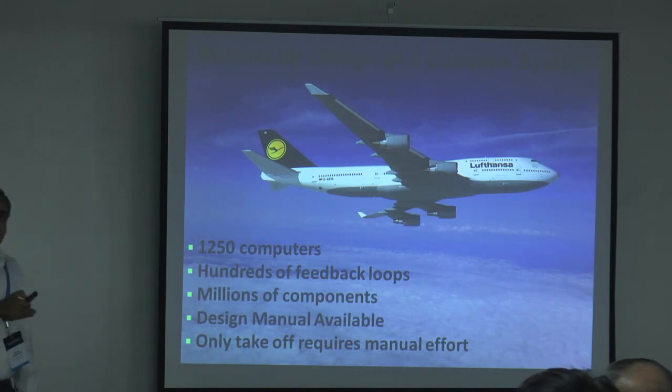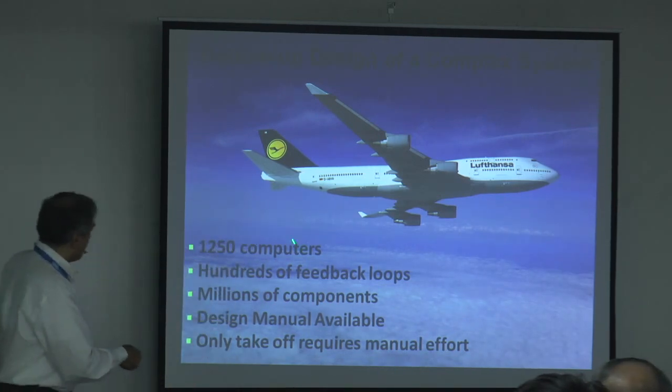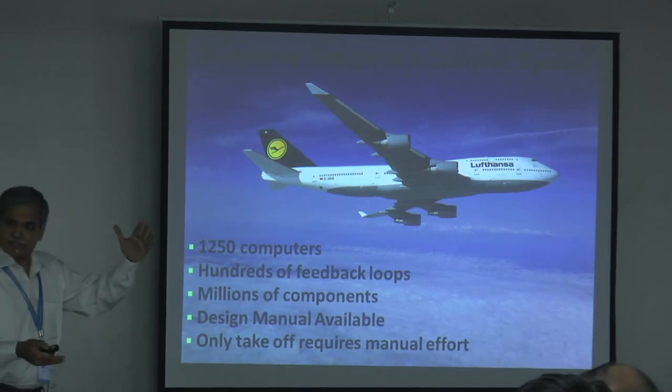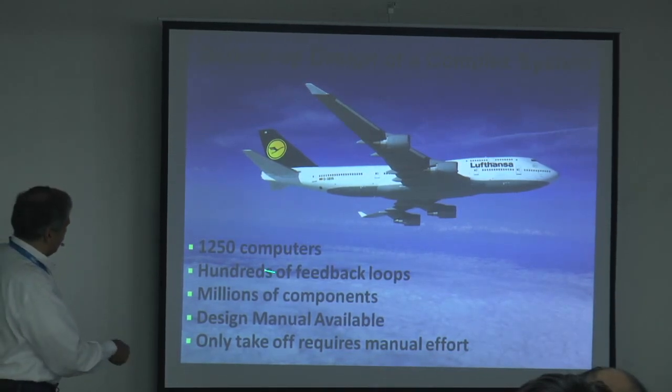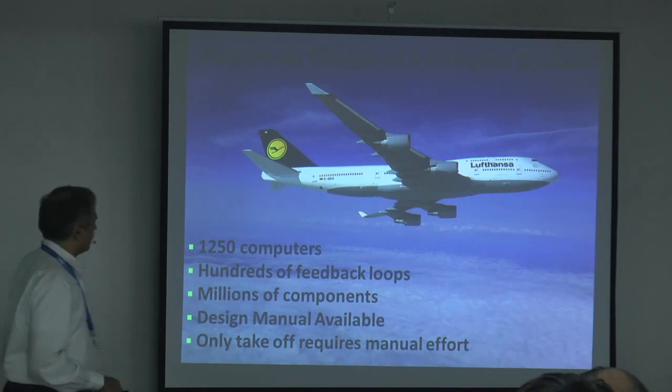But you'll see that there's a lot of calculation and quantification going on to keep the system stable or operational. And that is why you have these 1250 computers. There are a lot of sensors on the top of the wings, which feed into the computers, and then the computer is helping take decisions.